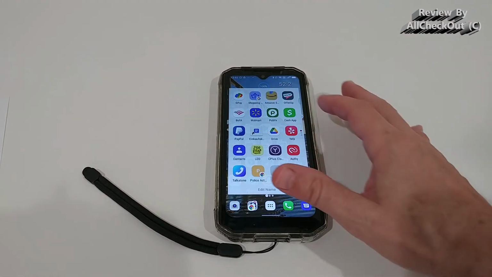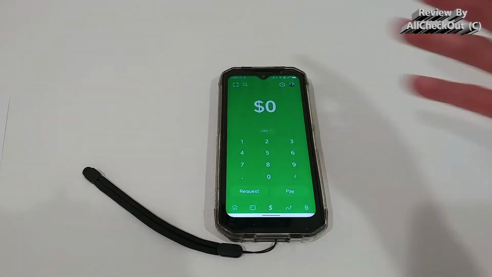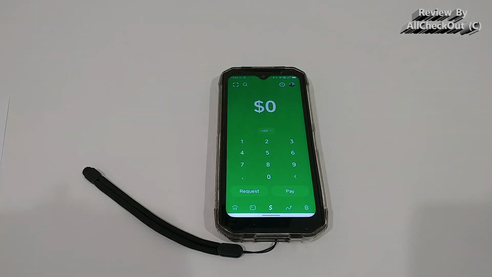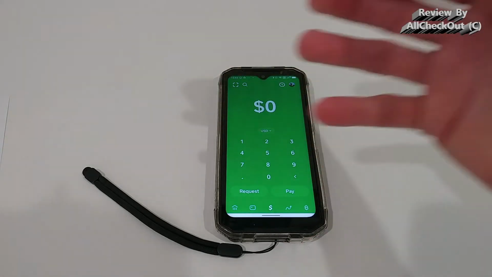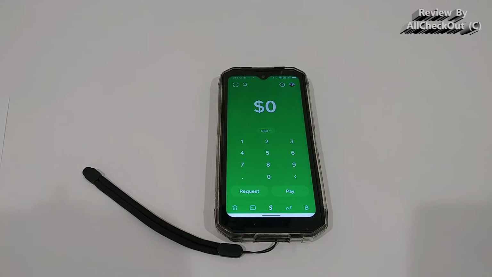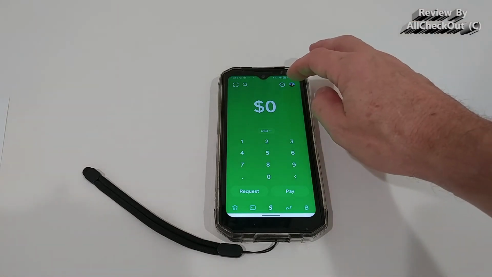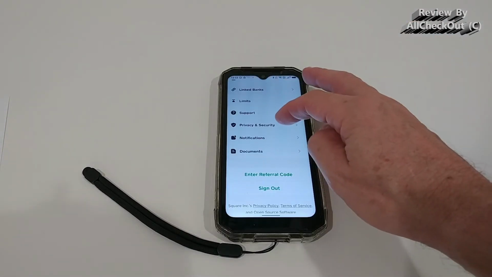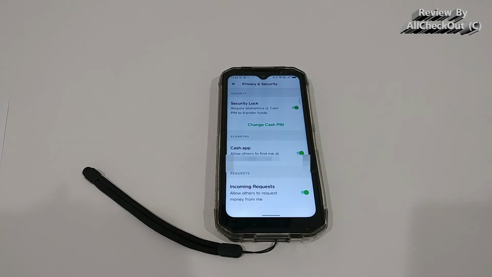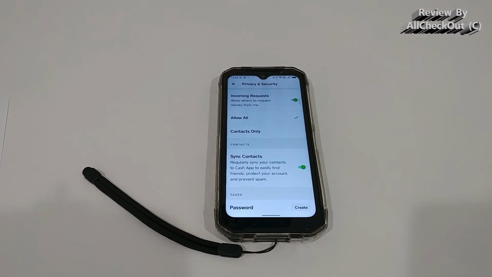So here we have the app. What's really interesting is that when we click on it, there is absolutely no security, no safety. It immediately shows the balance, which I think is a little bit crazy. We have some settings. We can go to the profile and the settings, and here we have privacy and security. Of course, here we can activate a security lock, which means it requires biometrics or the Cash PIN to transfer funds.